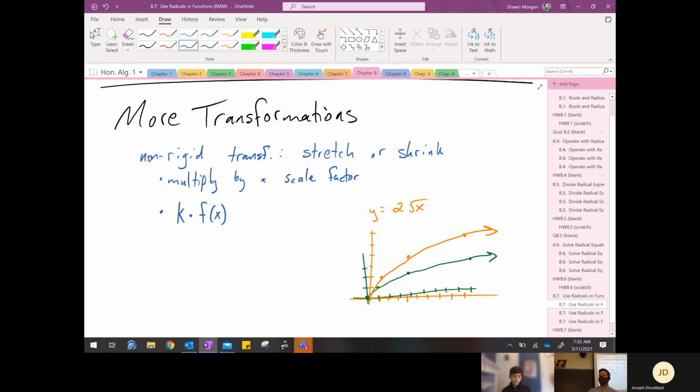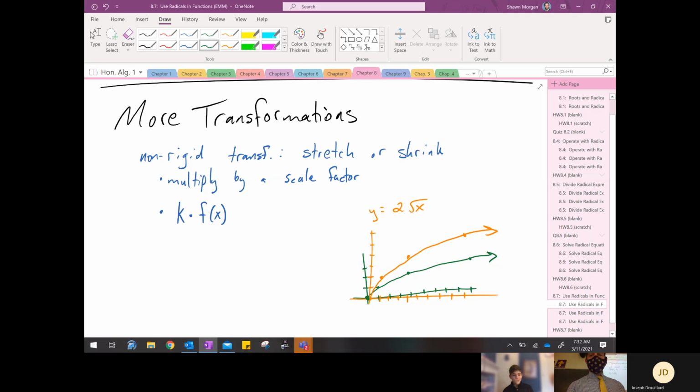So what do you think I could do to shrink my graph? Jake. Louder. Okay, so not a negative number, because we know a negative will flip it, and that's a whole other ball of wax. I hadn't heard from Tiago yet. Tiago. Very good. Let's multiply by a number between 0 and 1.